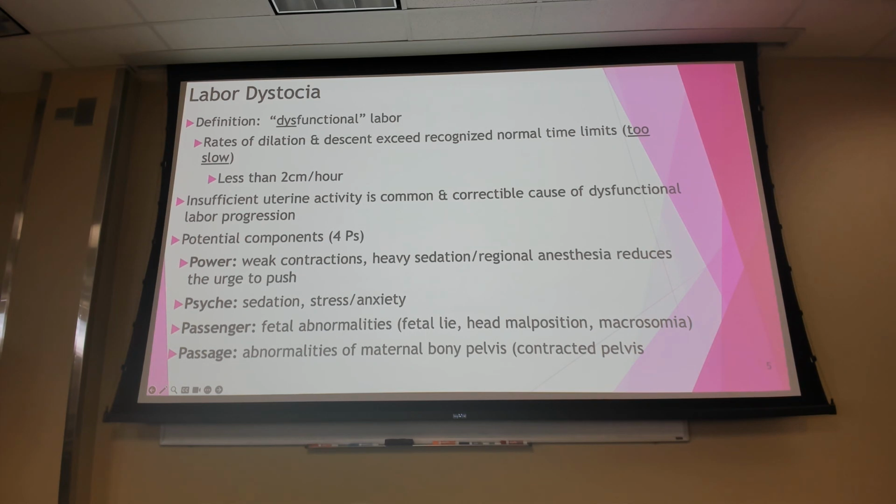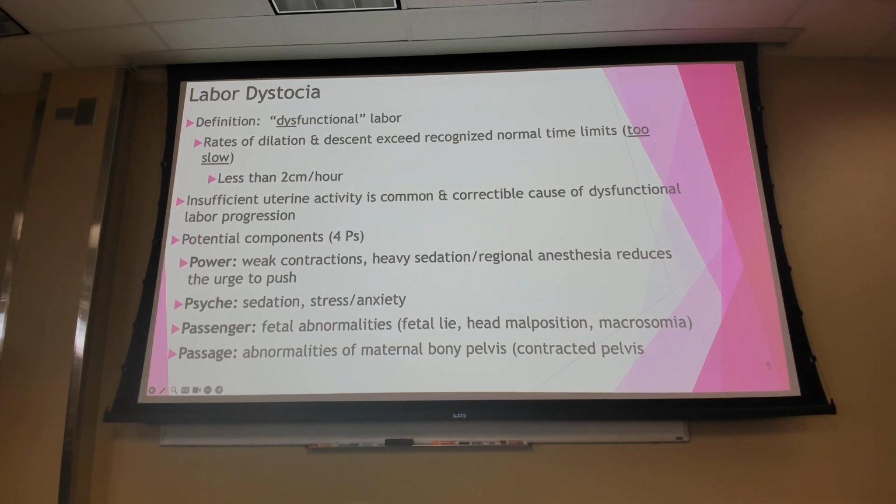On the other side of that is labor dystocia. Labor dystocia is called dysfunctional labor, and here things are slowing down. They're not going as planned, they're going too slow. So instead of having that 2 centimeters an hour, we're maybe at half a centimeter an hour, or even less than that. So really, we're not getting the dilation of the cervix that we want. The labor process is going too slow.